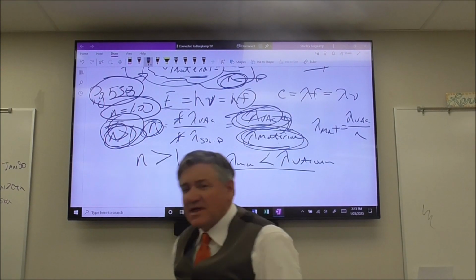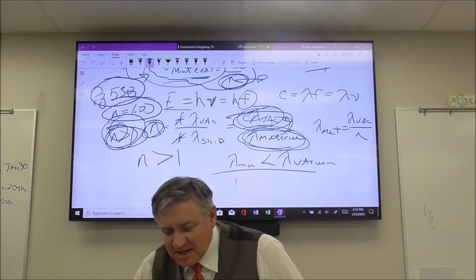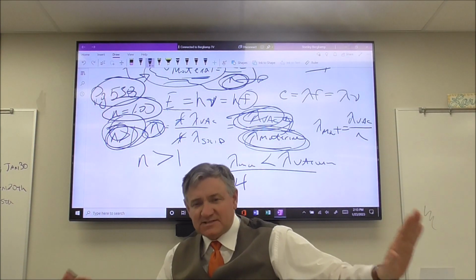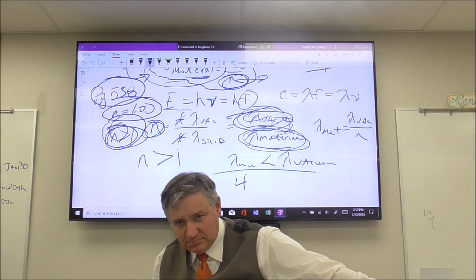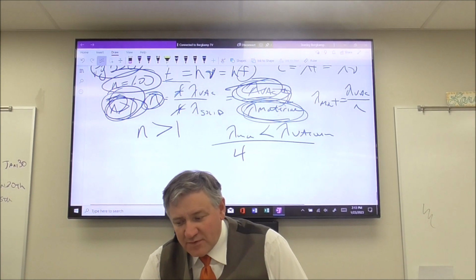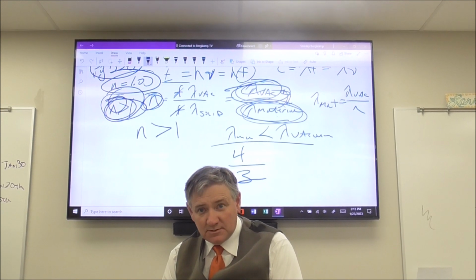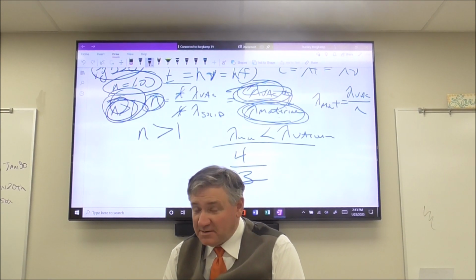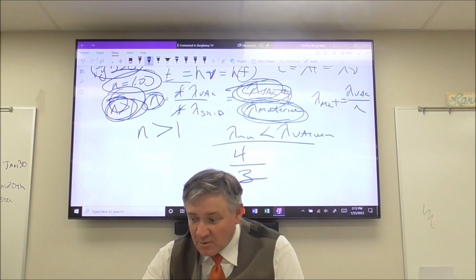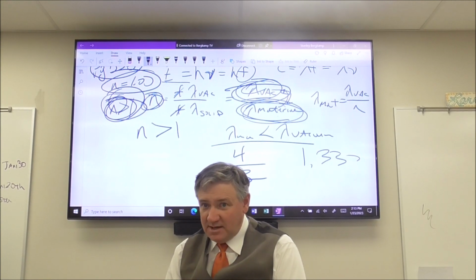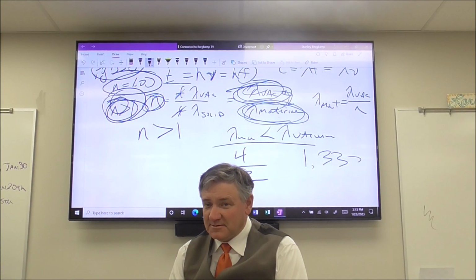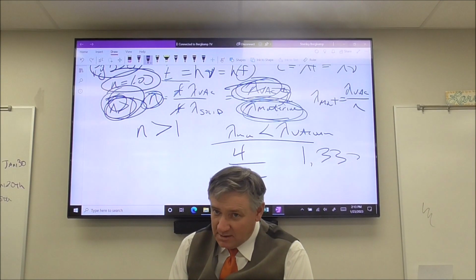Look, let's make the math simple. Let's say the wavelength in a vacuum is 4. Okay? So if the wavelength in the material is 3, what's 4 divided by 3? 4/3, 1.33, right? Yeah. It's greater than 1. So N is greater than 1.